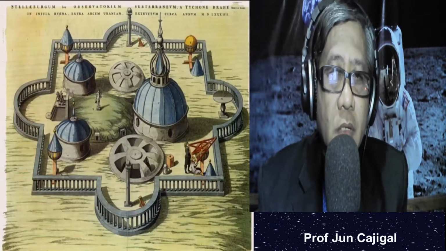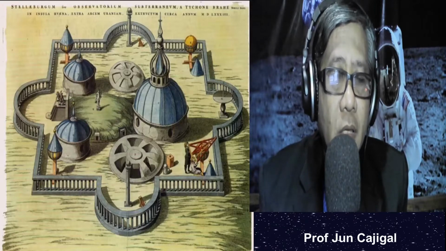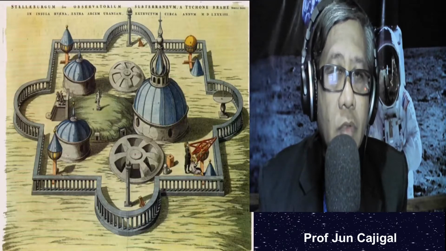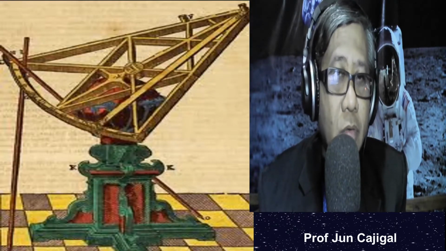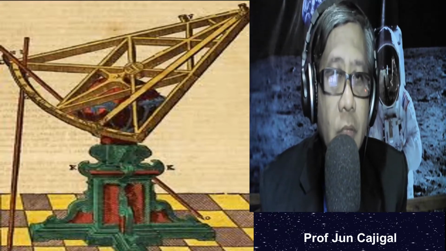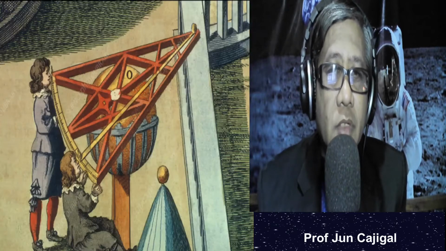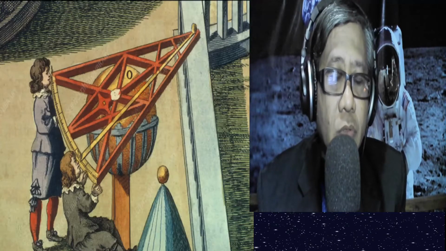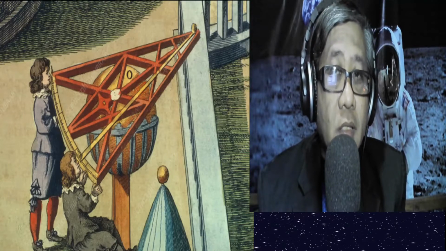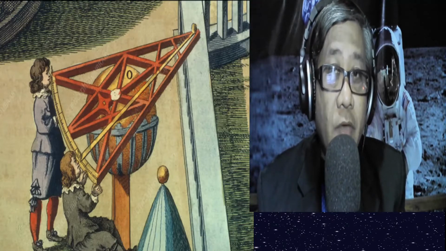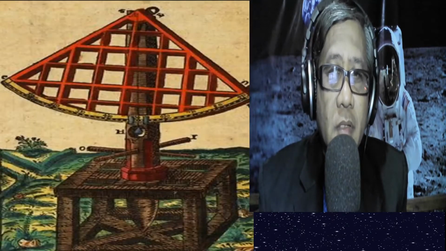Okay, this was his observatory, and Tycho Brahe was really famous for his astronomical instruments. He built and constructed huge instruments like this quadrant. So this quadrant was used to measure the angular distances of stars, much like the sextant used by seafarers and the Navy. Alright, so that's the quadrant.